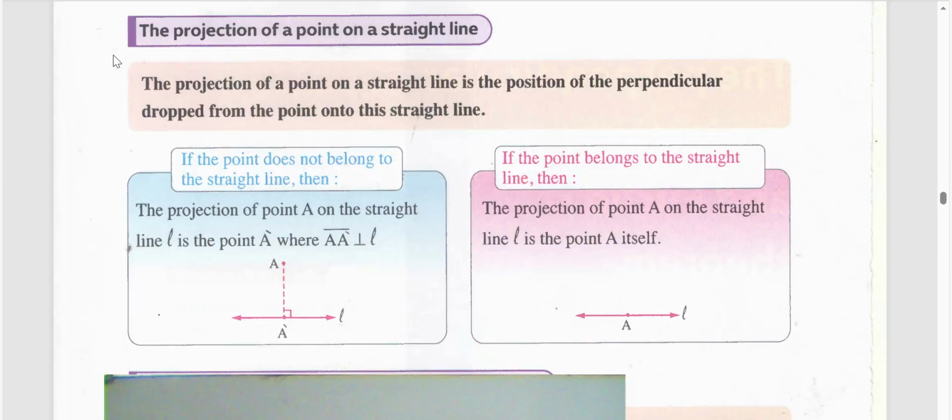If the point doesn't lie on the straight line, then its projection is the perpendicular from the point E, giving the projection E dash. When the point lies on the straight line L, the projection of the point E on the straight line L is the same point. It will be itself.